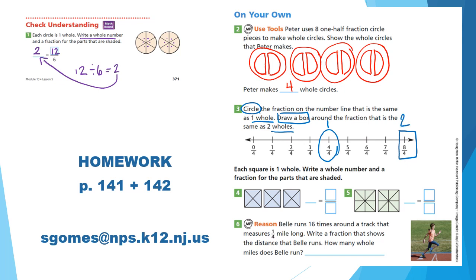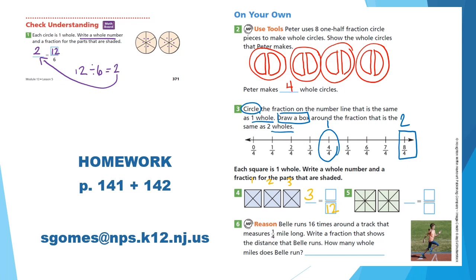Okay. Each square is 1 whole. Write a whole number and a fraction for the parts that are shaded. Number 4, we'll start with the whole. Okay, I see that there's 3 whole squares. 1, 2, 3. So my whole number is a 3. Okay, and here I want to be very careful. One of the big misconceptions is that children will write 12 as the denominator. Okay, where do you think they're getting the 12 from?